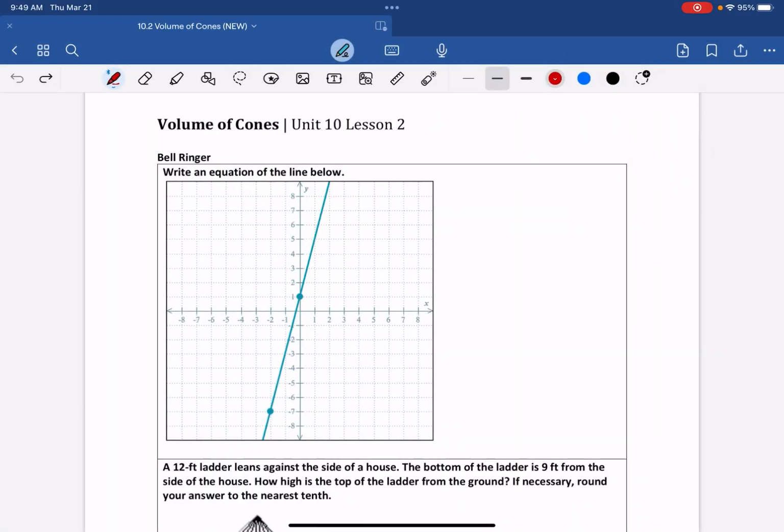This is Unit 10, Lesson 2, Volume of Cones. We're going to start with the bell ringer. So this is asking you to find the equation of the line. So we need to find the slope and the y-intercept.